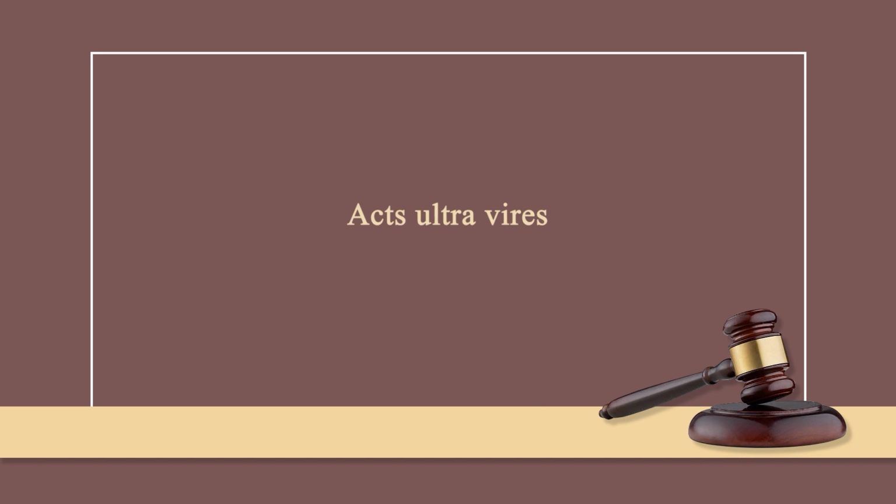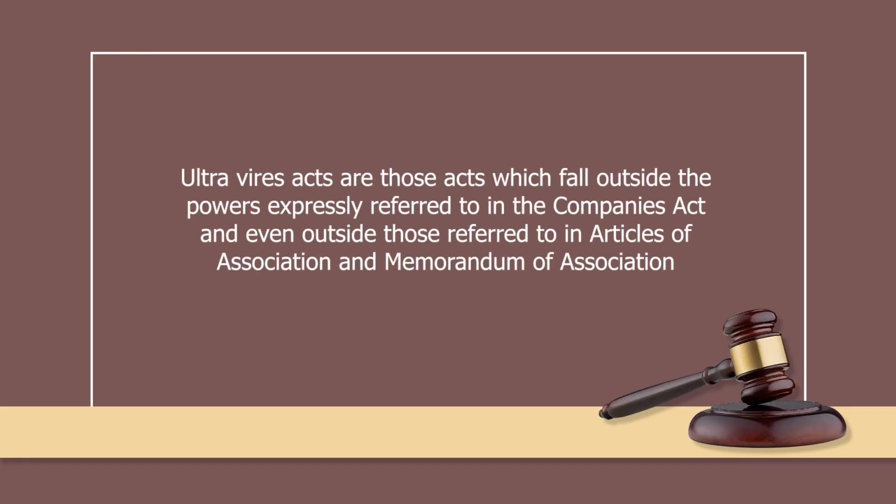The exceptions to the rule of majority are, firstly, acts ultra vires. The rule in Foss versus Harbottle applies only as long as the company is acting within its powers. Ultra vires acts are those acts which fall outside the powers expressly referred to in the Companies Act and even outside those referred to in Articles of Association and Memorandum of Association. A shareholder is entitled to bring an action against the company and its officers in respect of matters which are ultra vires, and no majority of shareholders can sanction it.